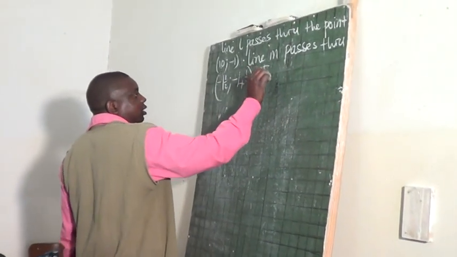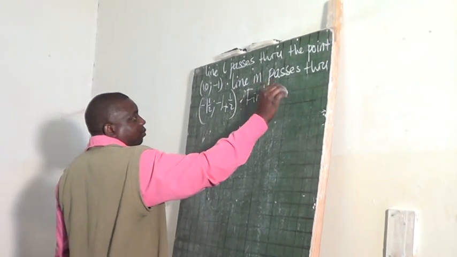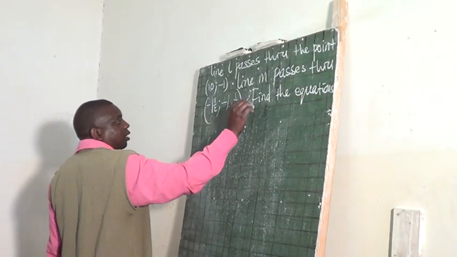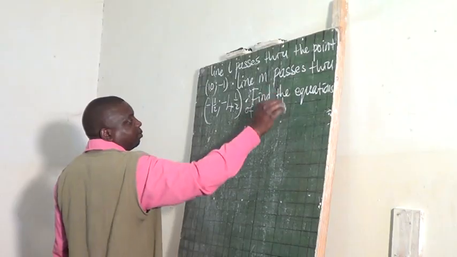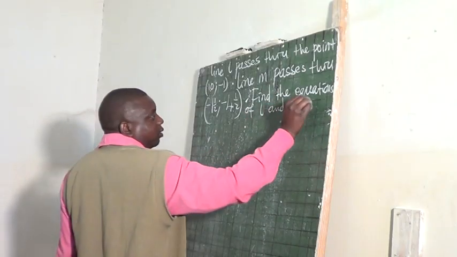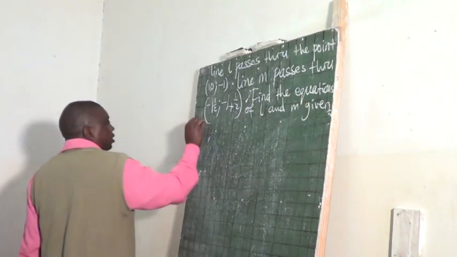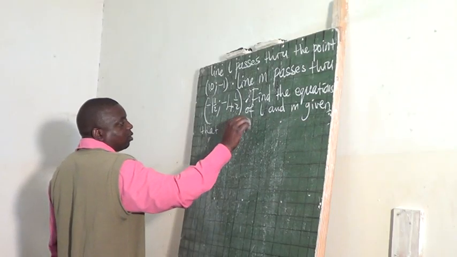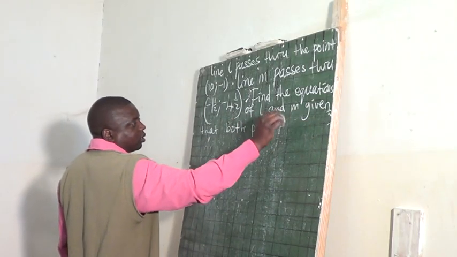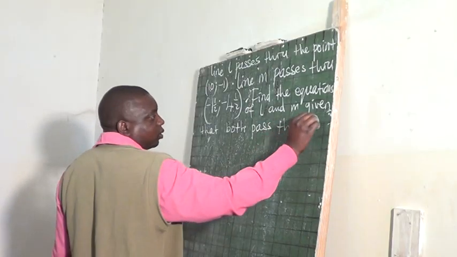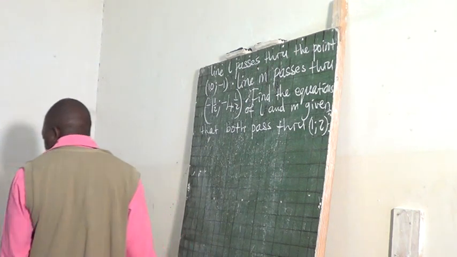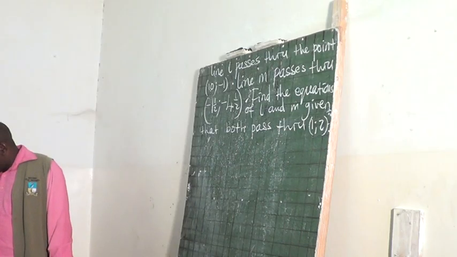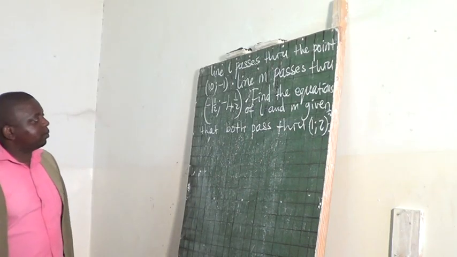Find the equations of L and M. It is given that both pass through 1, 2. Given that both pass through 1, 2.